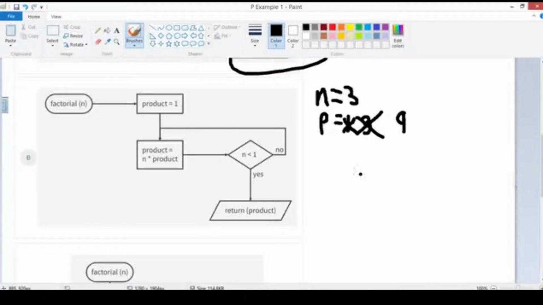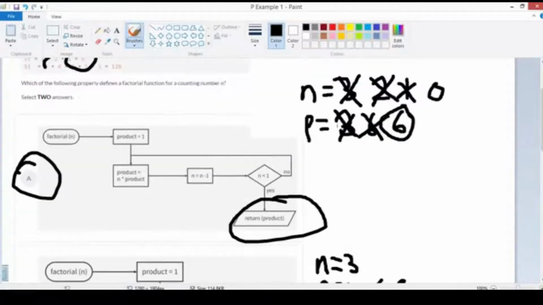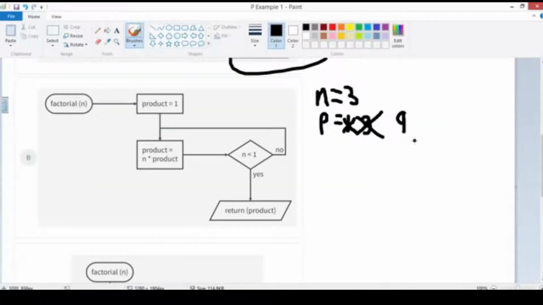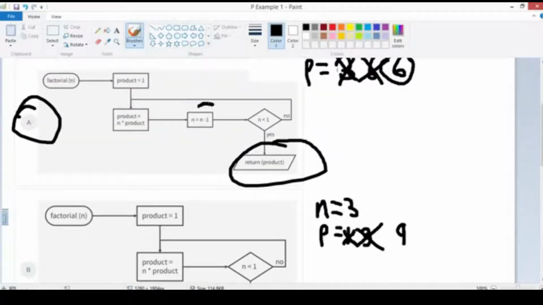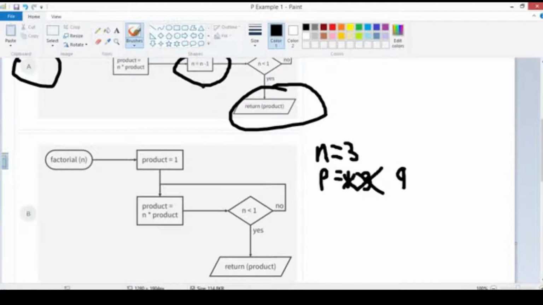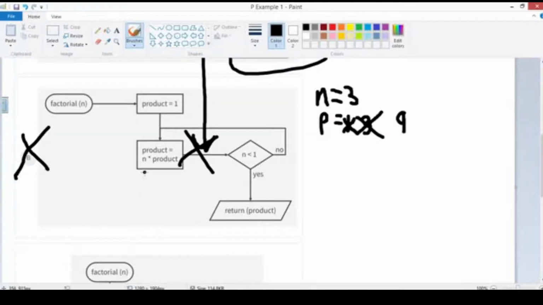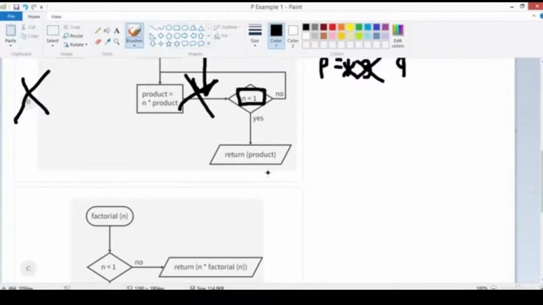Already we're in a weird area, because we know we're trying to get to 6. We've already passed 6, and it doesn't look like we're going to go any lower than where we are now. The issue with this one is that this n minus 1 part is missing. It's not there. So we know it isn't B, because this is going to keep going on forever. Notice it keeps going so long as n is not less than 1, and n is never going down. So it's never going to happen.